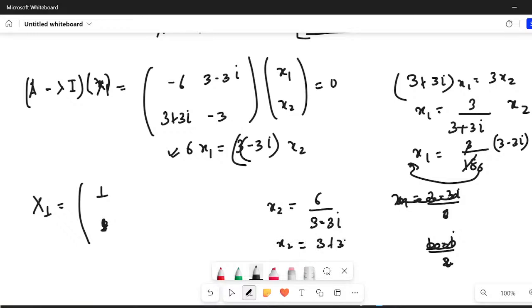So this will be 3 plus 3 iota divided by, I did it 18 here and there was a 6 here, so this cancels, this will give me 3. So it will be simply 1 plus iota. So life will become easy for me here. So it is 1 plus iota here, right?